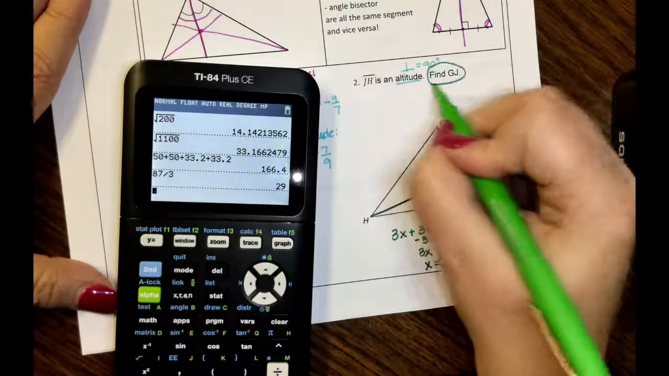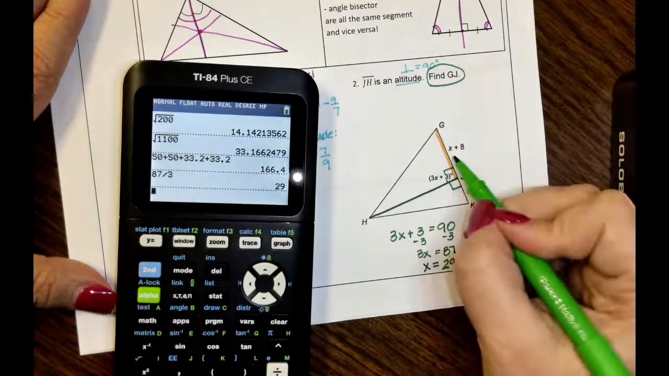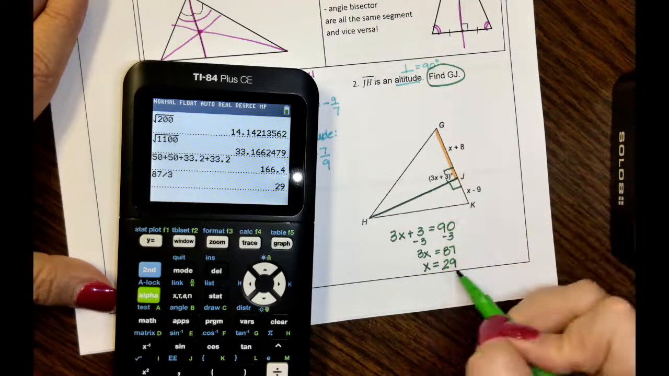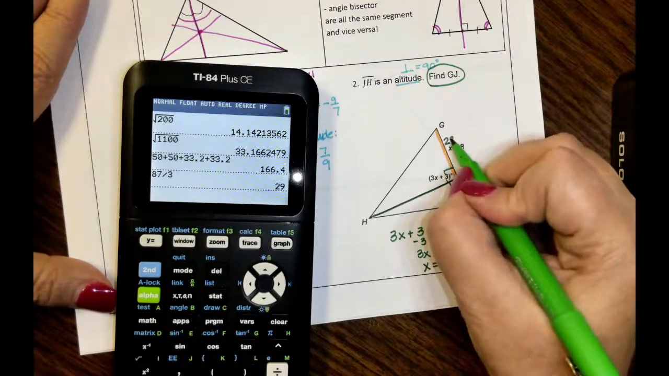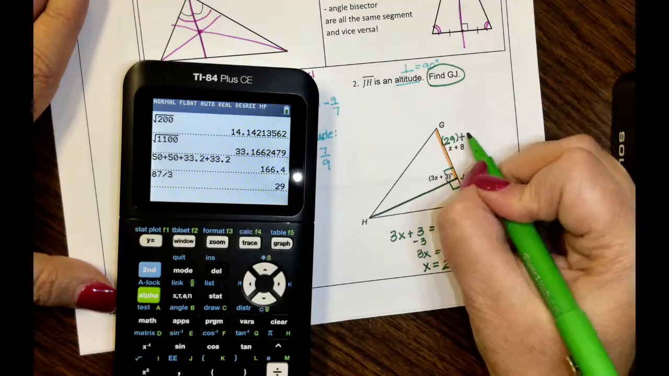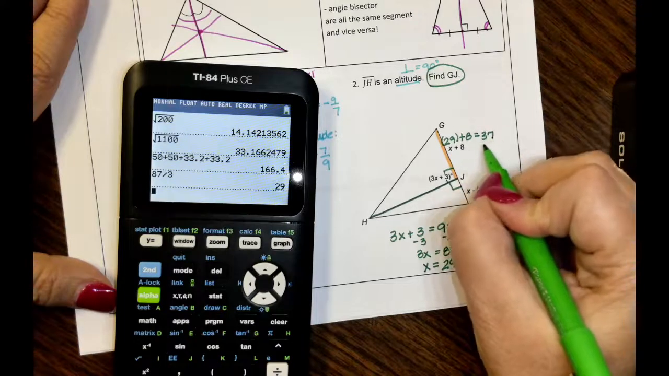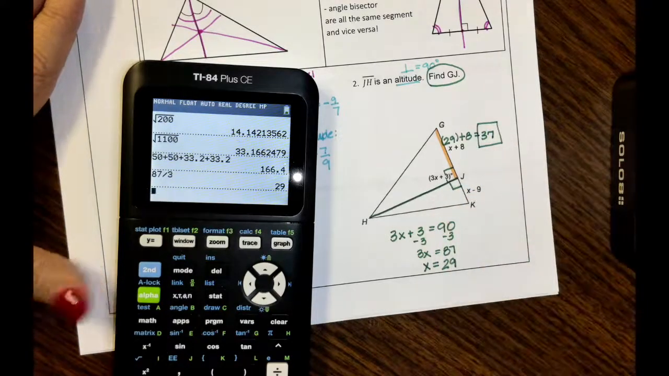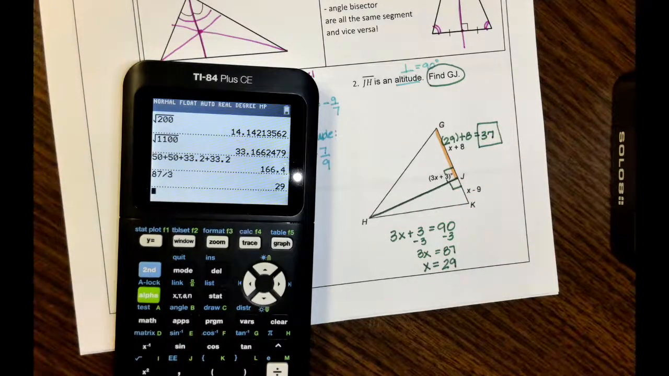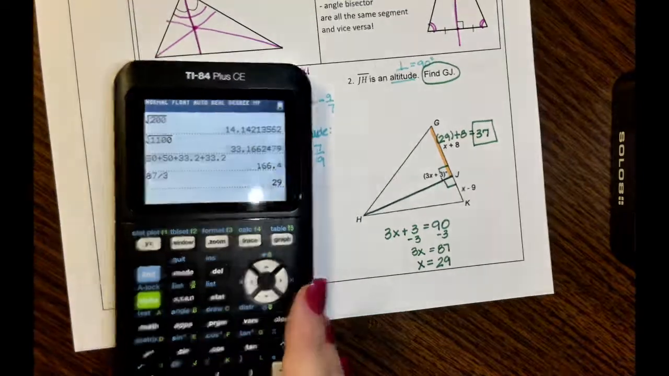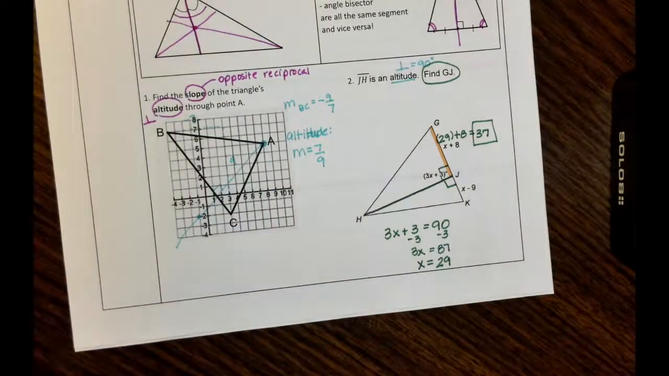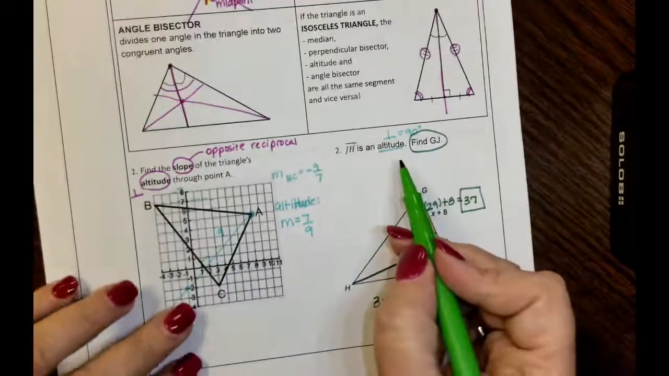GJ is x plus 8. x was 29, so we're going to come up here and substitute in 29 plus 8. And 29 plus 8 is 37. So GJ is 37. It's a little tricky because I gave you an x on an angle and two sides, but I didn't have enough information about the sides to be able to set up an equation with the sides. So we had to go back to what we knew about the altitude intersecting at a right angle.